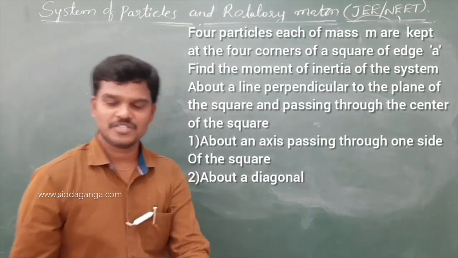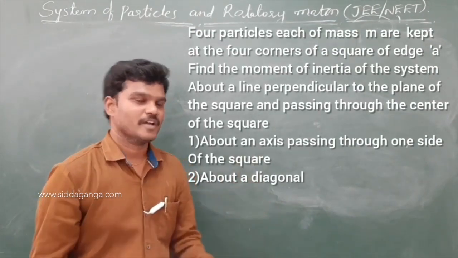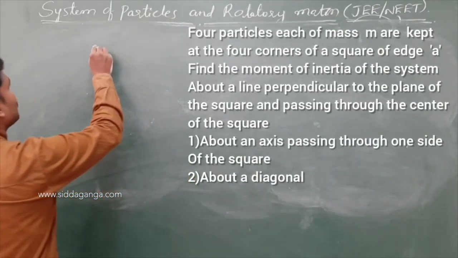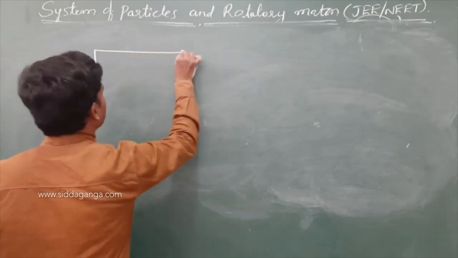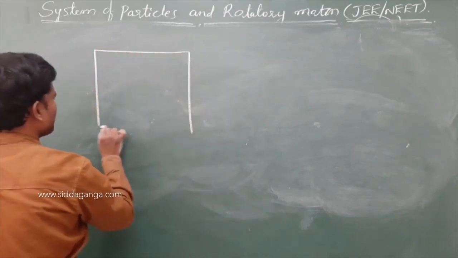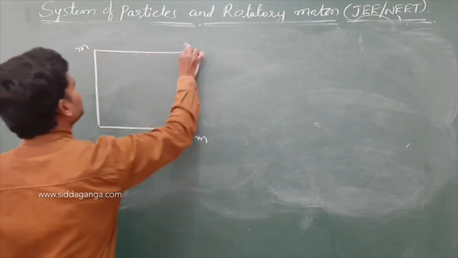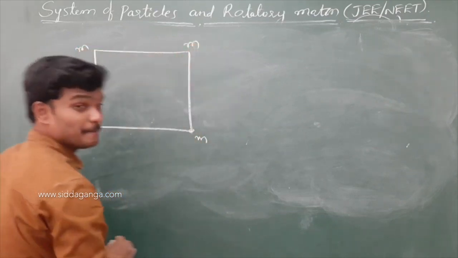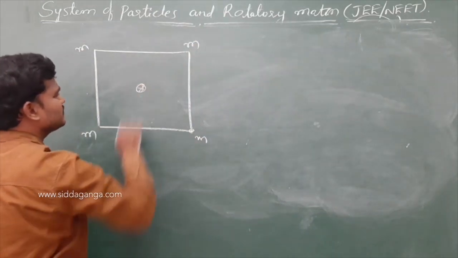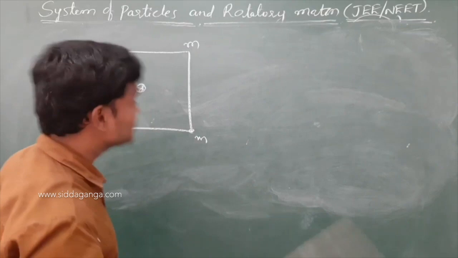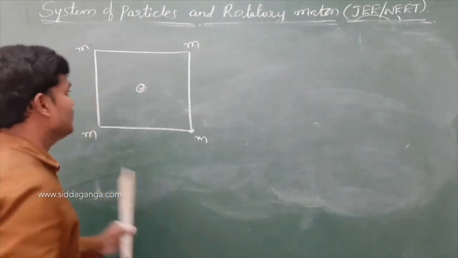So again 3 questions they are asking, but we can find 3, 4, 5, 6. Okay, here 4 particles, each of mass, they gave the same. So this is m, this is m, this is m, of course this also m. They are asking, first one is passing through the centroid perpendicular to the plane. Again the same way like this. Okay, passing through the center perpendicular to the plane.